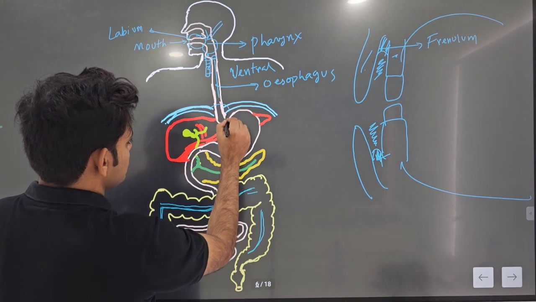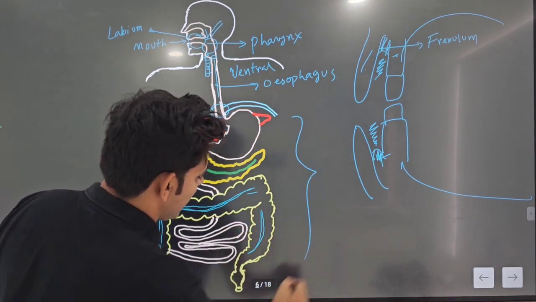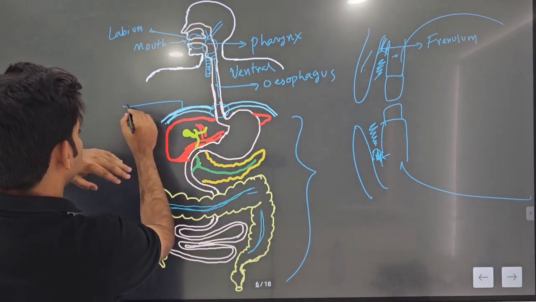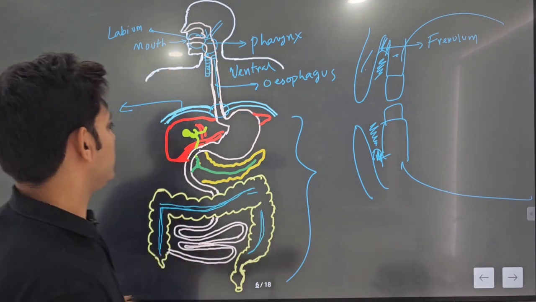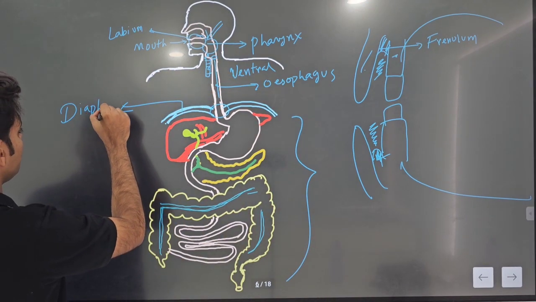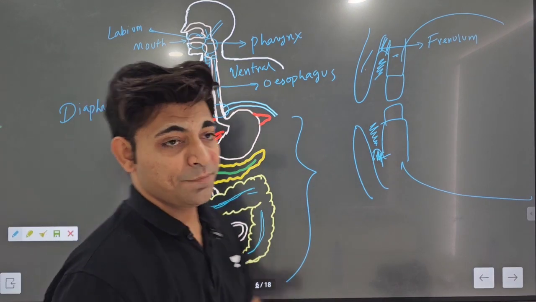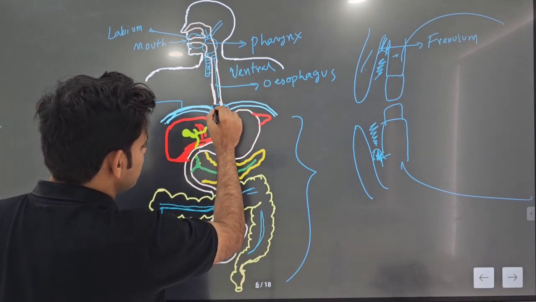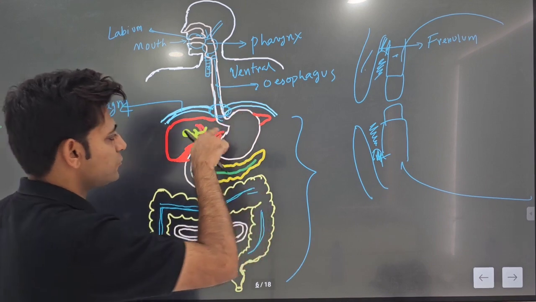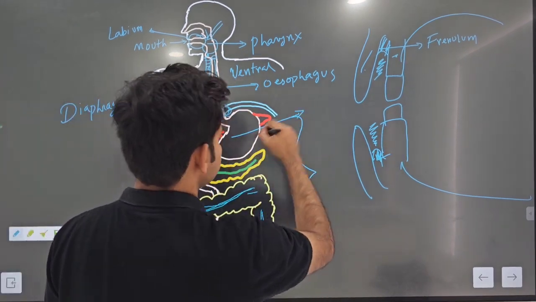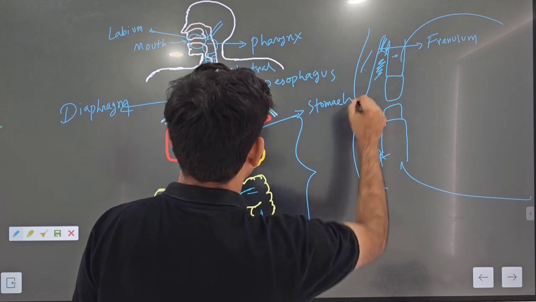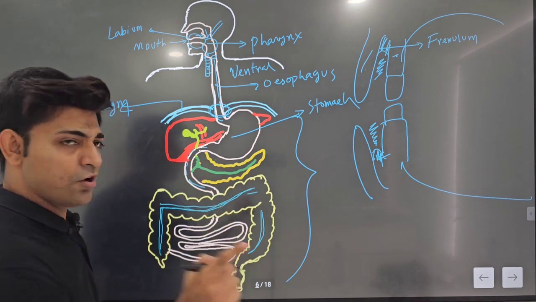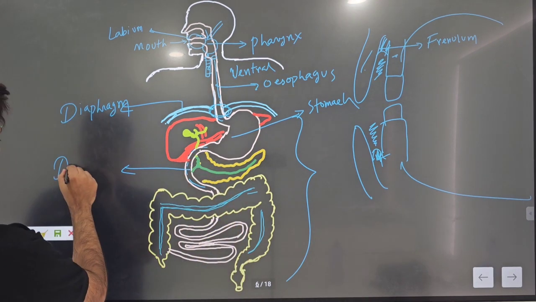Now this esophagus will enter into the abdominal cavity, and this abdominal cavity is separated from the thoracic cavity, the chest cavity, by the diaphragm. At the center of the diaphragm, there is one hole, through which this esophagus will enter into the stomach. Now the next part is the stomach. The stomach will meet the U-shaped or C-shaped part of the small intestine, that is the duodenum.